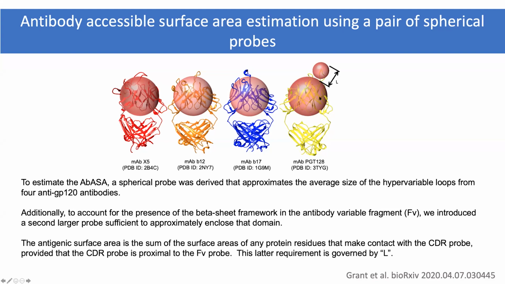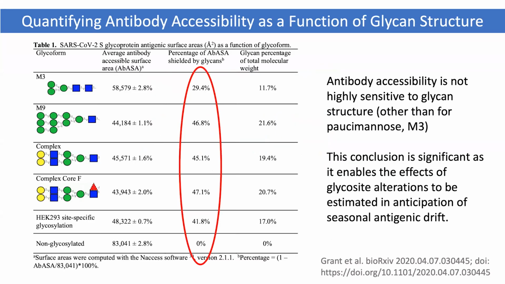But we also have a requirement that the hypervariable loop has to be close to the variable framework region of the antibody. So there's a second criterion here, but this is basically our model for what an antibody looks like, and we use it to quantify how much of the surface of the spike protein can be contacted by an antibody. And we did this as a function of different glycans.